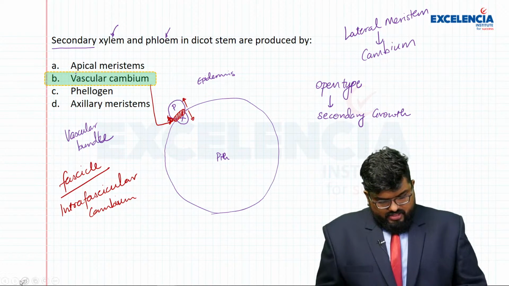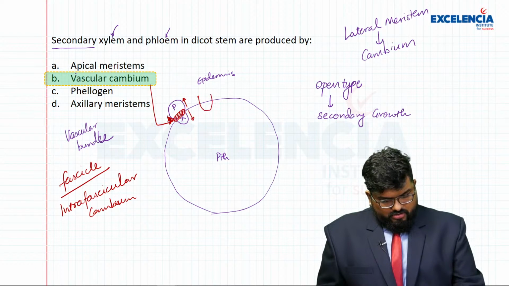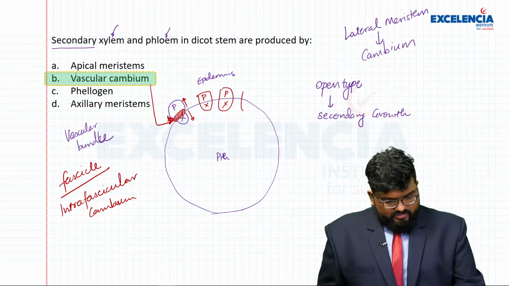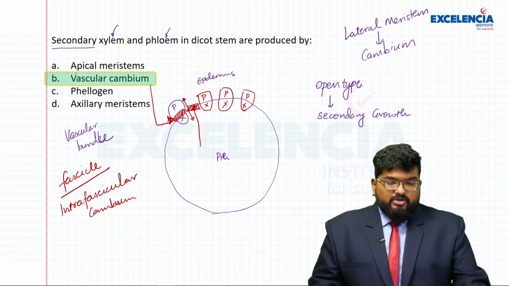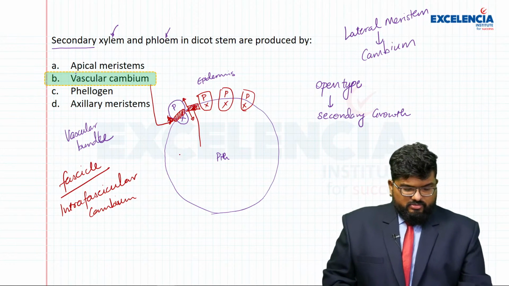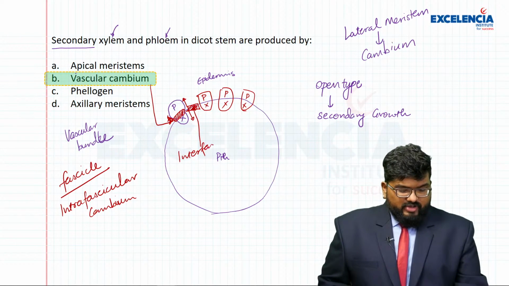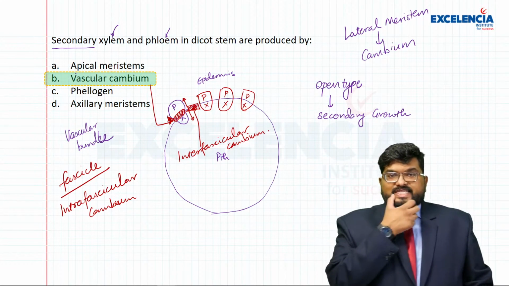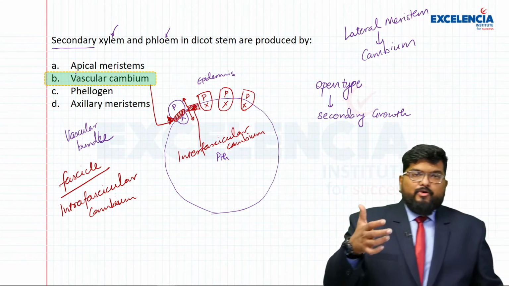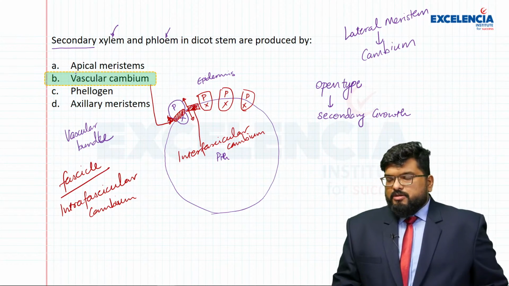And then there will be more phloem and xylem like this. And this particular cambium, which will be present between two vascular bundles, will be known as interfascicular cambium. Both of these cambia play an important role in secondary growth of the plant.